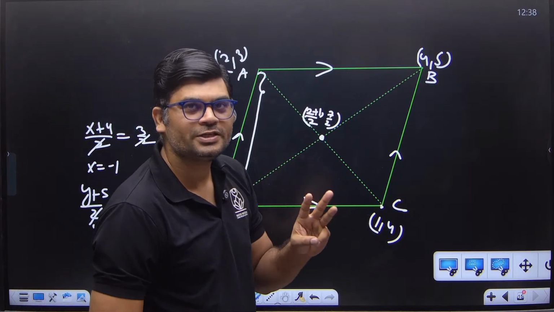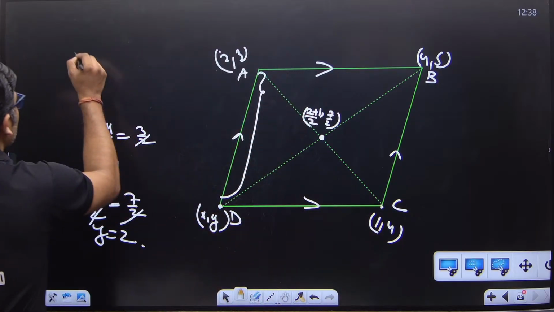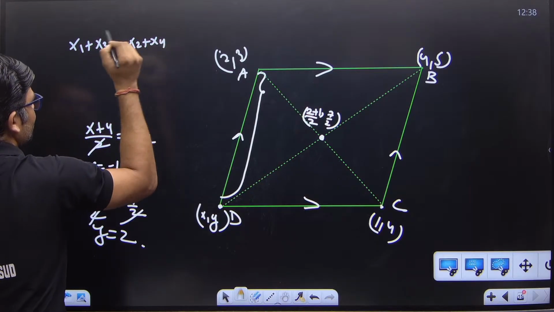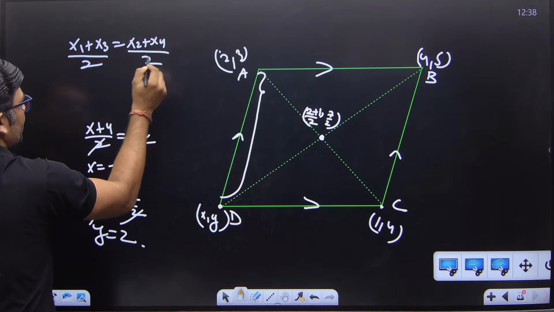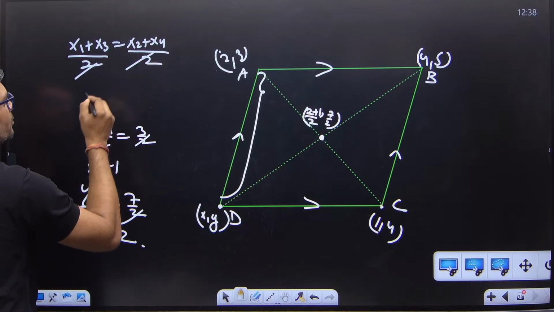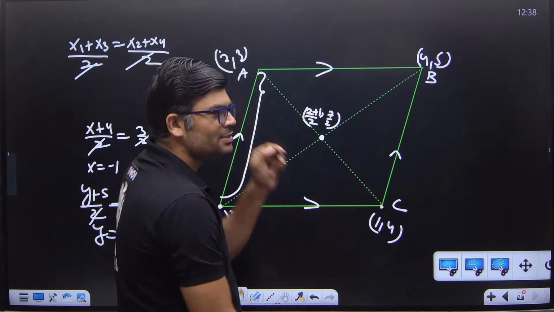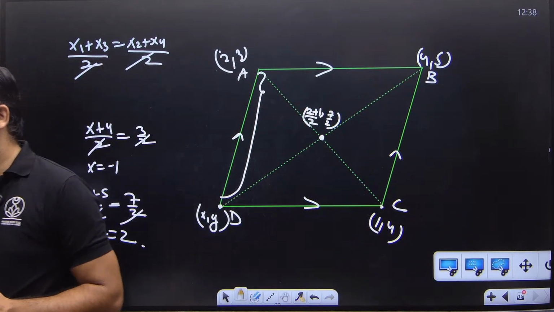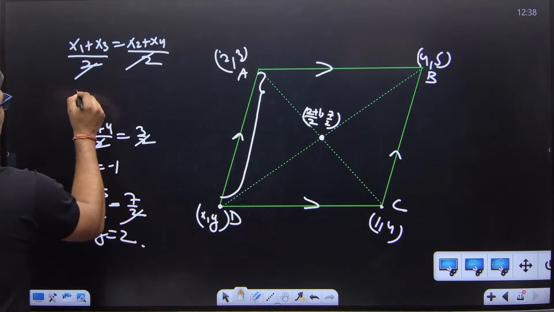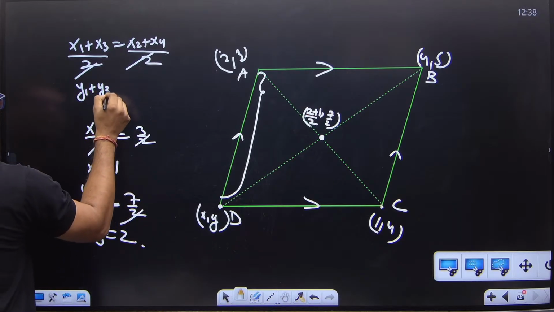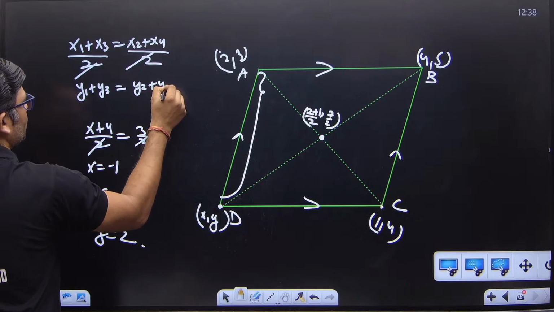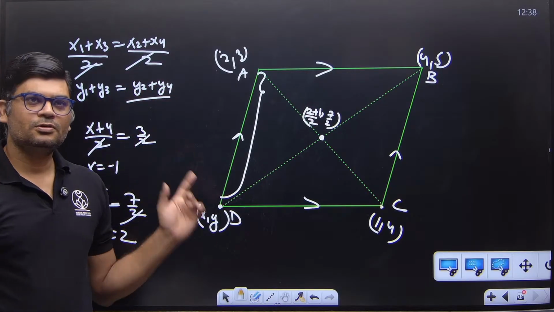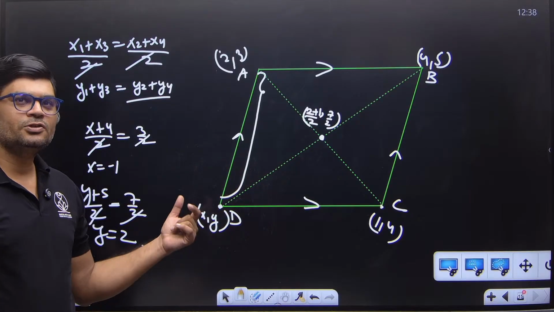Okay, just 3-4 seconds. So how to do it? You will have one equation, x1 plus x3 is equal to x2 plus x4. Actually, it is the midpoint which are equal, so I can cancel 2 immediately. So x1 plus x3 is equal to x2 plus x4. So cross coordinates are equal. And same goes for y as well. So y1 plus y3 is equal to y2 plus y4. Understood? So by that logic, you can easily find out.